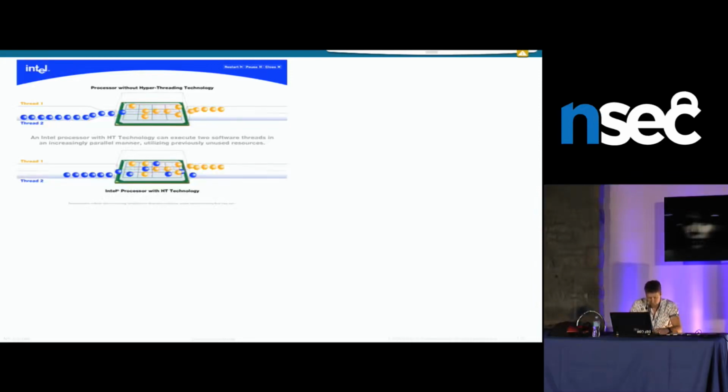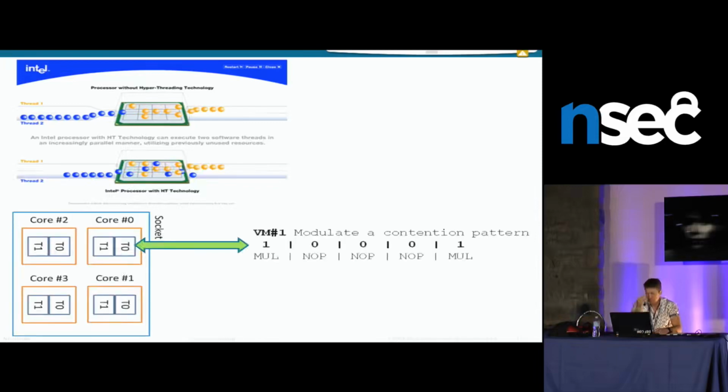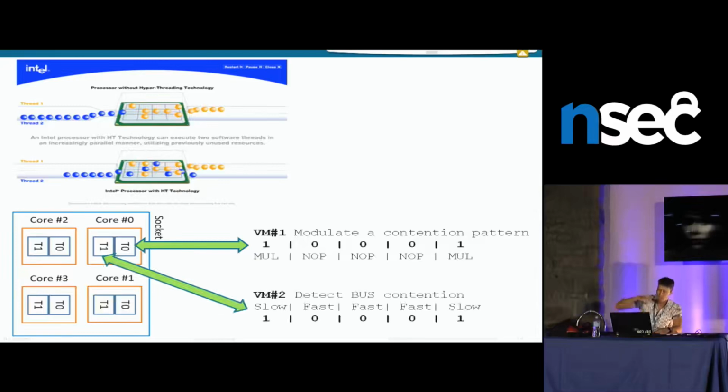And so that explained the result I had. But then, at that time, that was exactly when I got the idea. I said to myself, well, what if from VM number 1, let's say, I modulate a contention pattern over the execution pipeline. Let's say a long instruction, multiply, is a 1, a short instruction is a 0, all right? And now what if on the other VM, I try to detect that contention over the execution pipeline.